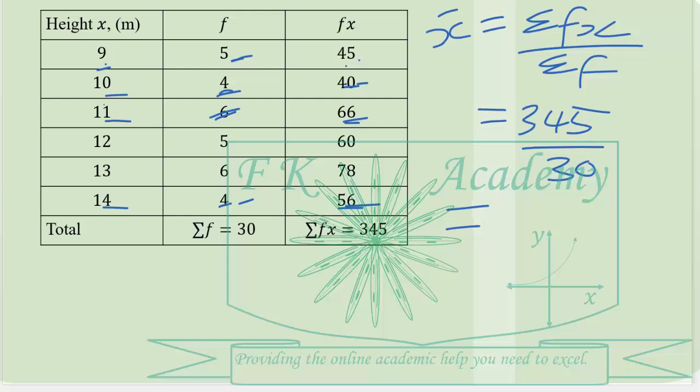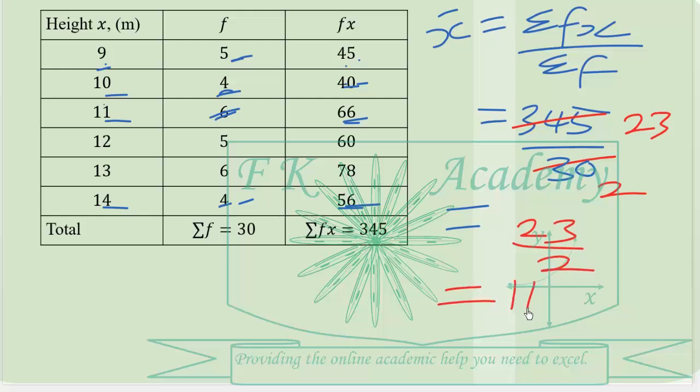Now we have to simplify this. 15 will go into 30 two times. 15 will go into 345 twenty-three times. That will give us 23 over 2. And that will be equal to 11.5 meters. So the mean height is 11.5 meters.